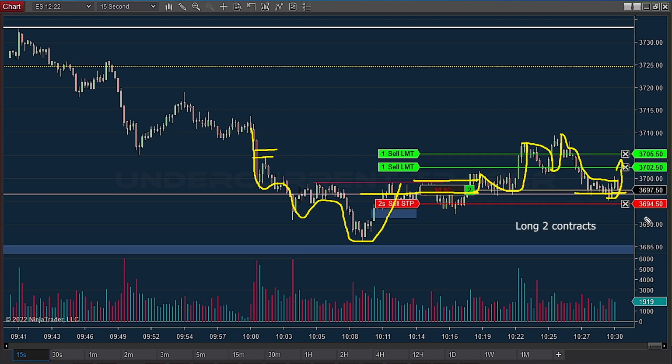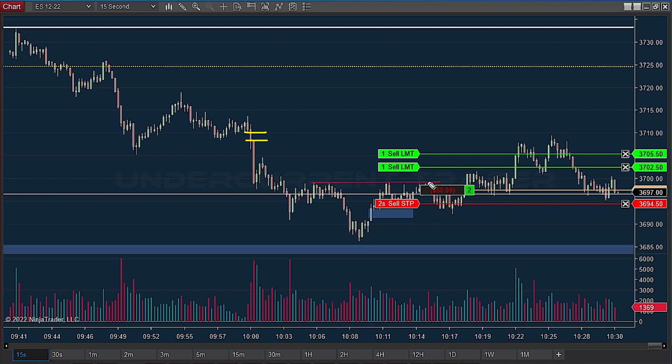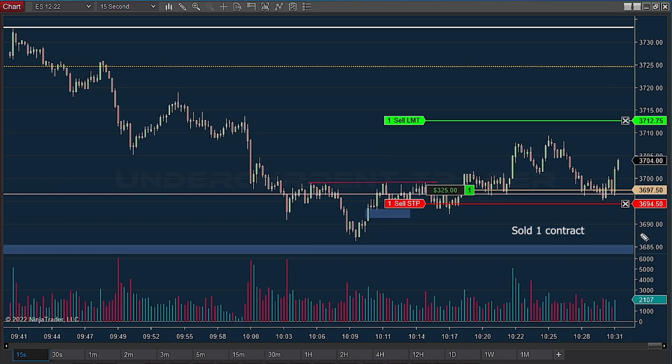Order filled. Now, if we can get some acceleration, we can get to this imbalance zone up here. So guys, after keeping an eye on these key levels, I decided to go long. Target filled.